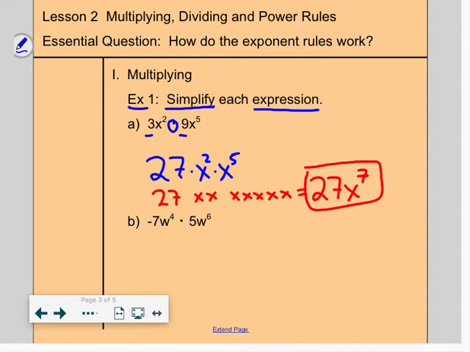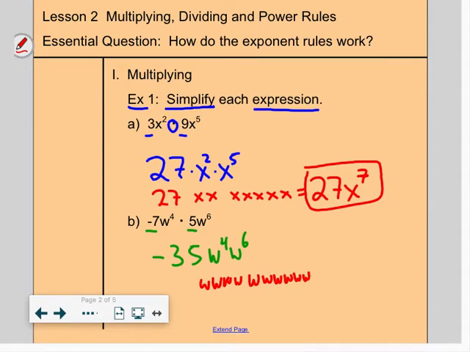Now, we've got a -7 and we've got a +5. So let's just multiply those out. Let's not get crazy. We're just multiplying them. So we get -35. We've got a w to the 4th. We've got a w to the 6th. Now, again, I could write all these little w's out. I could write these 4 w's right here, and then another 6 of them.